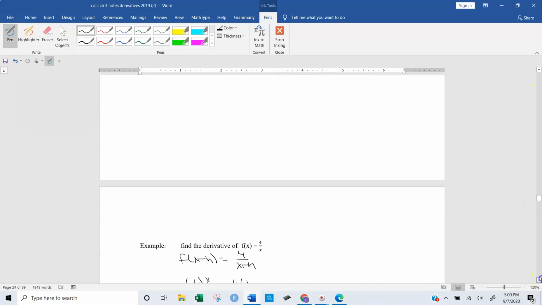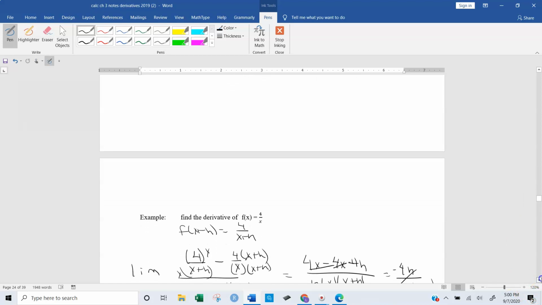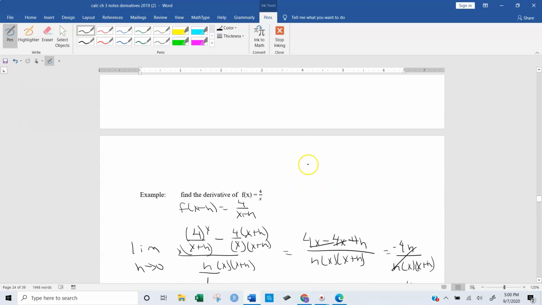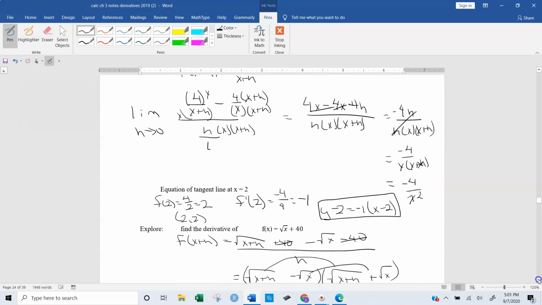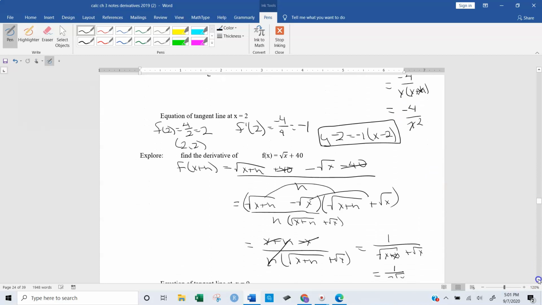Here we go. Now, in order to do this one, first you have to get the exponent in the right place. So we're going to call this f of x equals 4x to the negative 1. Okay, so multiply: negative 4x, subtract 1, to the negative 2, which equals negative 4 over x squared. First derivative. Okay, is that what we had? Looks pretty familiar, right?